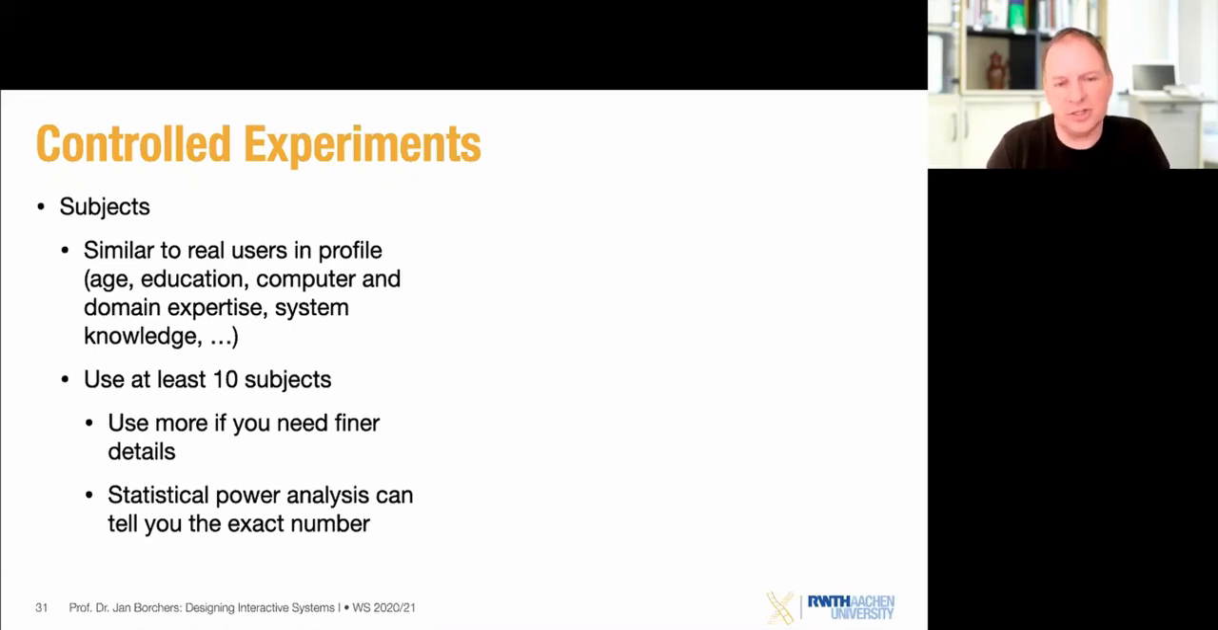You also want to make sure that you use at least 10 subjects. Everybody's got different numbers on this. In the end, you can compute certain numbers that you need for a particular level of statistical significance to work. But 10 is a good number, a rule of thumb. You need more people. The more users you have, the finer differences or details you can measure, right?